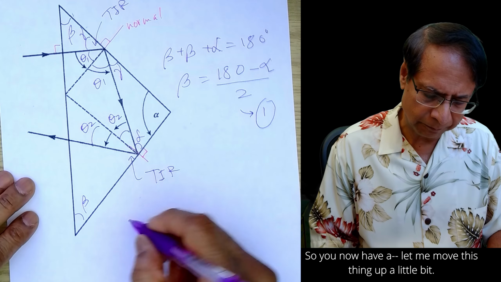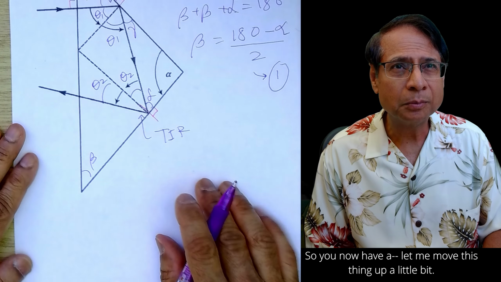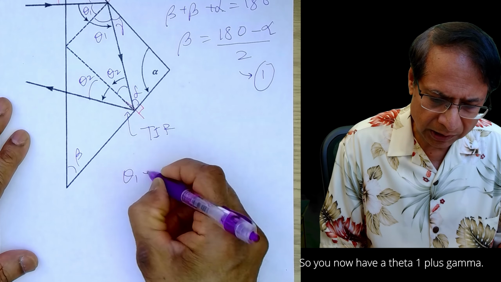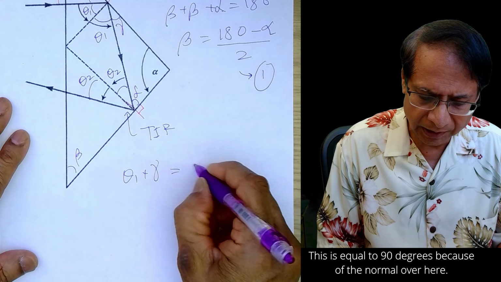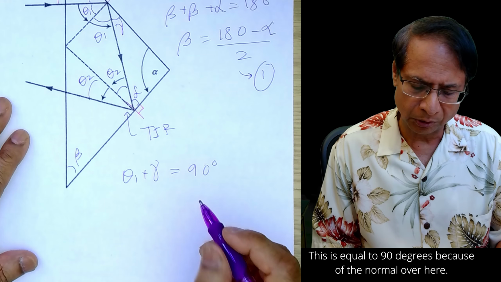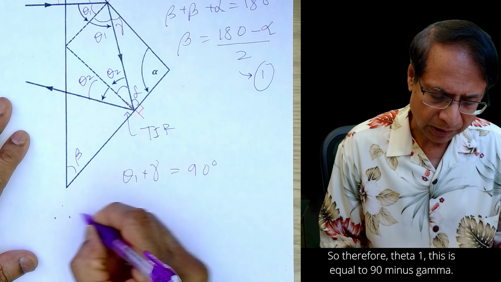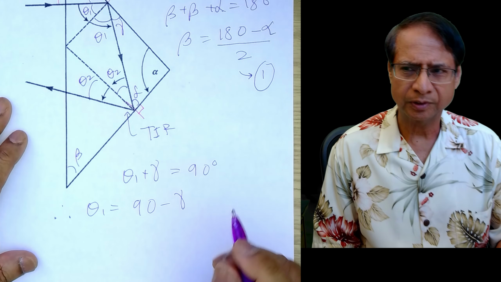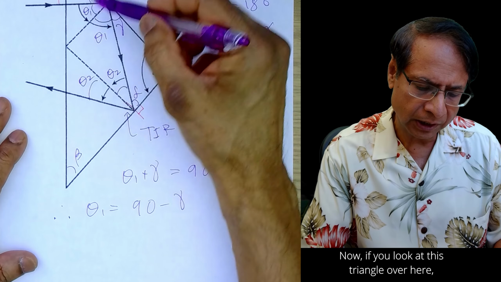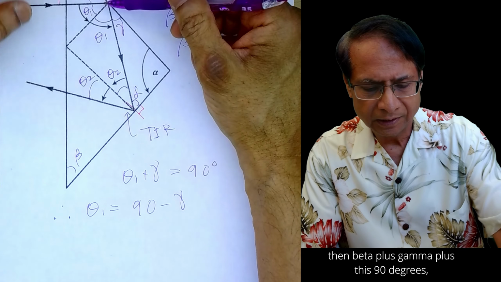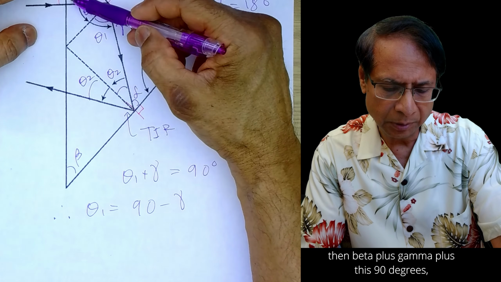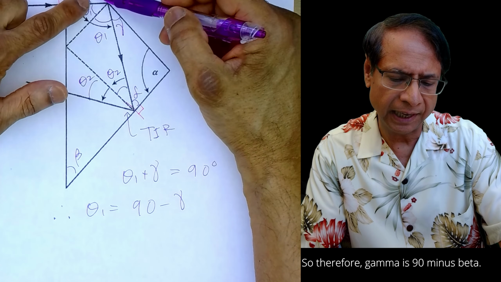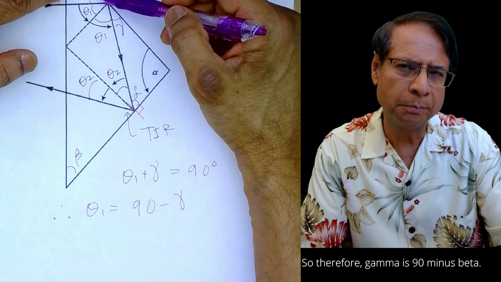Let me move this up a little bit. There you go. Okay, so you now have theta 1 plus gamma equal to 90 degrees because of the normal over here. So therefore, theta 1 is equal to 90 minus gamma. Now, if you look at this triangle over here, then beta plus gamma plus this 90 degrees again adds to 180 degrees. So therefore, gamma is 90 minus beta.